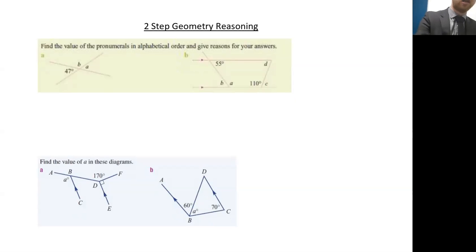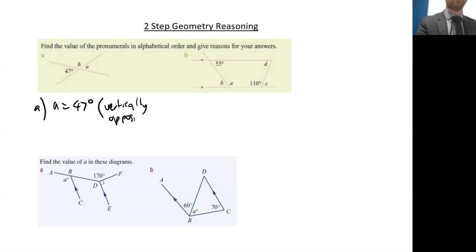Okay, so for this first question here, we've got two lines. There are no parallel lines given, but we can see A is across from the 47 degrees. And we know that when we're going across like that, when they're opposite, we say they're vertically opposite. So I can say that A equals 47 degrees. Now I have to give my reason. So I put brackets and I write vertically opposite. Okay, and that will get me my first pronumeral, A.